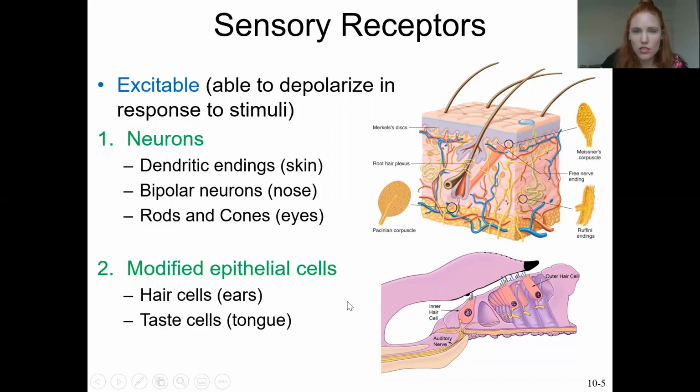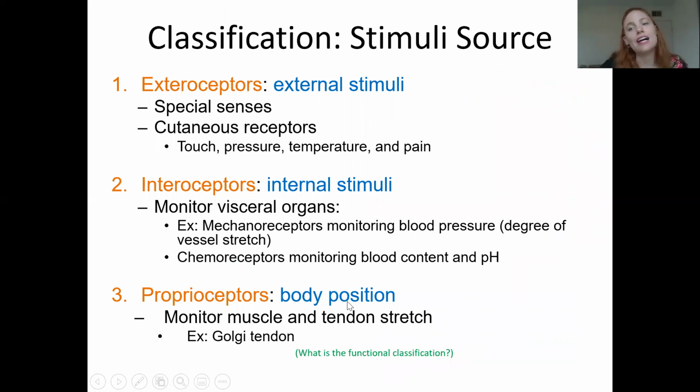Okay, so let's talk about ways to classify those sensory receptors. There's two different ways. You can classify them based on where the information is gathered from, and then you can classify them by what type of stimulus activates those cells. So let's talk about the stimulus source first. If you're trying to classify them by where the information comes from, there are three classifications for that. We have exteroceptors, and exteroceptors receive information from outside of the body.